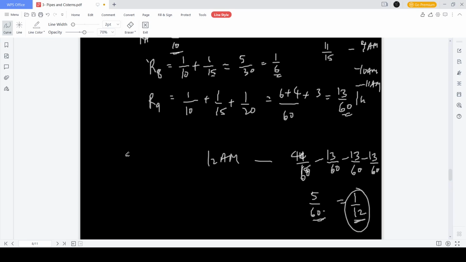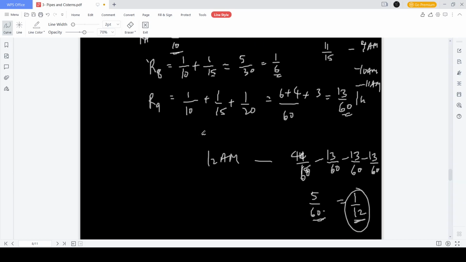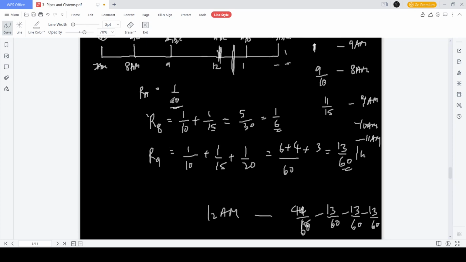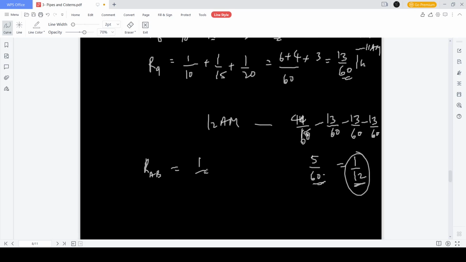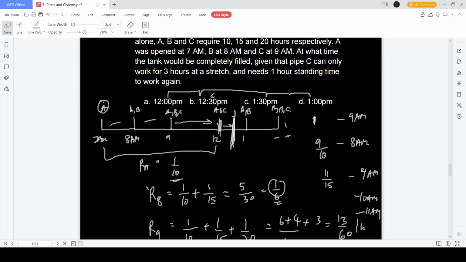Now C stops working, because it needs some standing time, and only A and B are working. So we have to find out how long it takes to fill the 1/12th of the tank. If A and B are working, the rate of A and B we calculated as 1 by 6. So in 1 hour it does 1 by 6; how long does it take to fill 1/12th? That is nothing but 0.5 hours, that is 30 minutes. Now we go back and see till 12 how many hours passed. There is 1 hour, 2 hours, and this is a 3 hour stretch, so it is 5 hours and 0.5 hours, 5.5 hours are done. They asked for timing, so at 12:30 it's all done, the tank is filled.